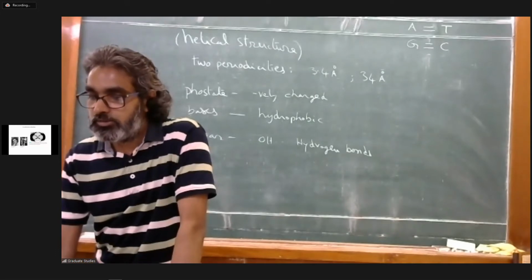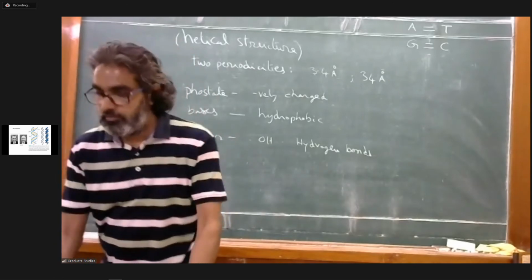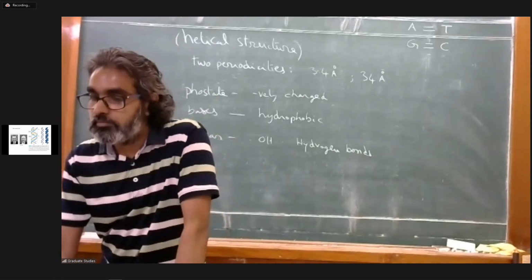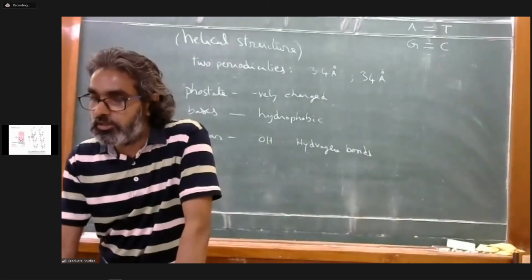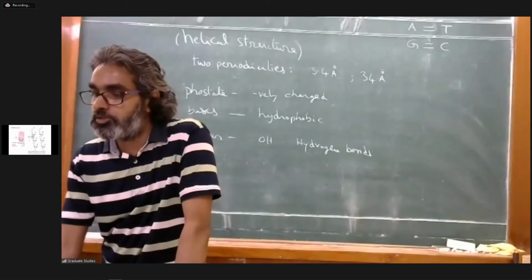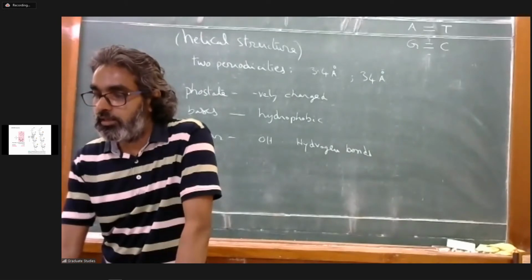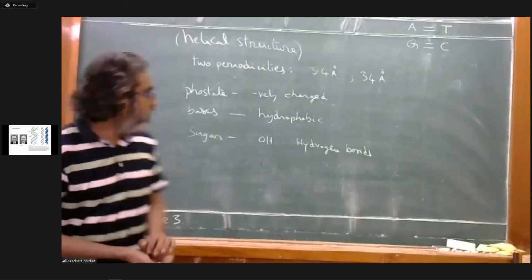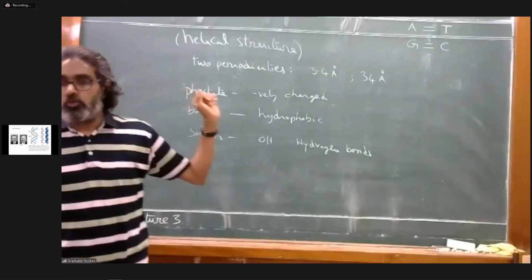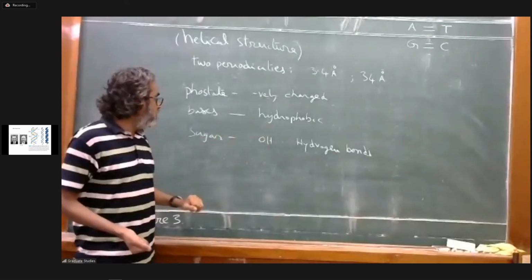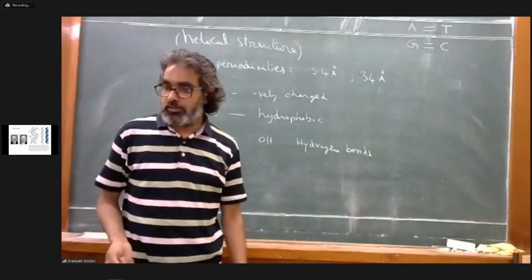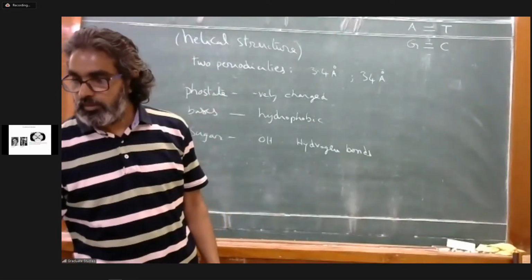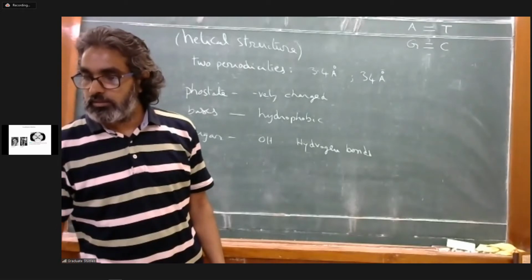What can we say about the sugar part? Should we call it hydrophobic or hydrophilic? Sugars are soluble, so they are hydrophilic because they have OH groups which can be hydrogen bonded very easily. Solubility is very high. Thank you. So phosphates have two negative charges, O minus, bases are hydrophobic, and sugar, in DNA, has OH with hydrogen bond capacity. So then how do we come up with this structure?